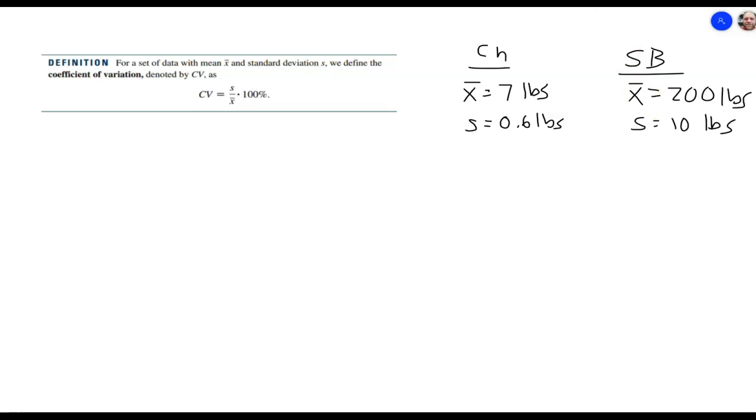These are two very different groups, and they're going to have different coefficients of variation. And that's what this is here. This gives us an idea of how extreme that group is, or how spread out those data values are away from its mean. And it gives it to us as a percentage. The larger the percentage, the more that those data values are spread out. So let's figure that out. The coefficient of variation for our Chihuahua is equal to the standard deviation, 0.6, all over the mean, which is 7, times 100%.